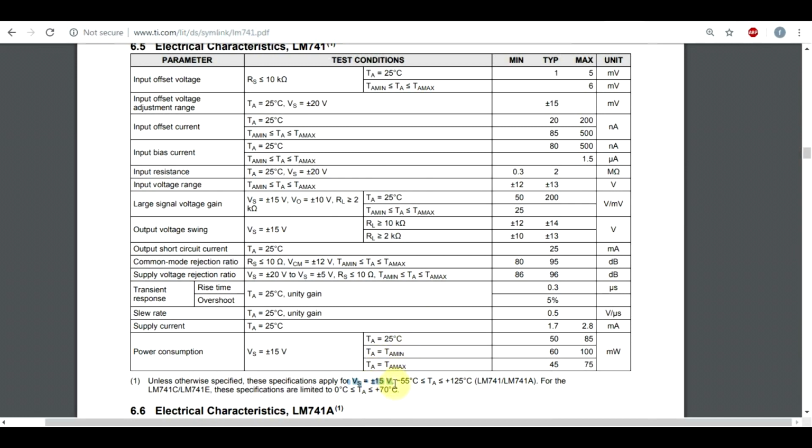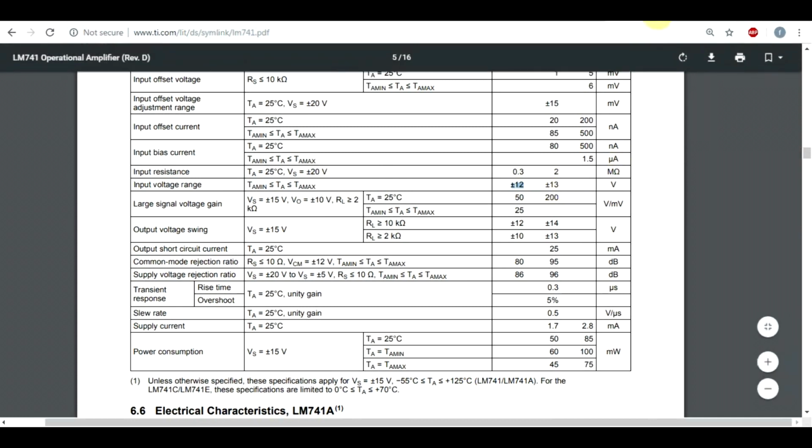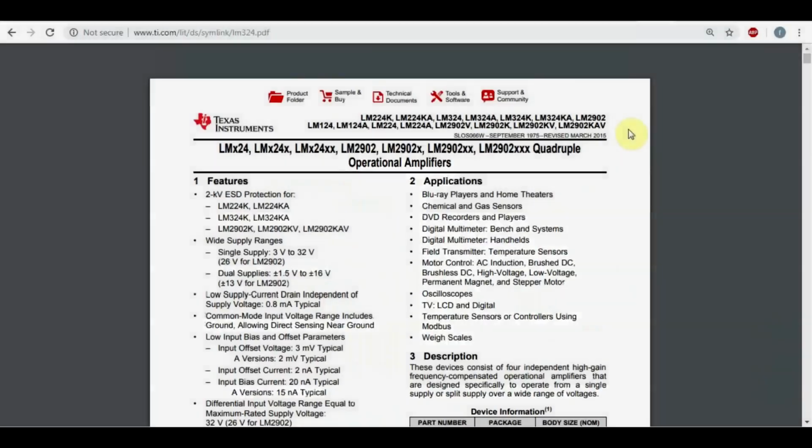So if we supply this op-amp at plus minus 15 volts, then our input voltage range will be a typical plus minus 13. So we have a 2 volt limitation on the input, 2 volts from the supply rails. But in extreme cases it can be up to 3 volts. So this is a problem with the input stage of the op-amp. Now if we look at some of the other op-amps that I've just simulated, for example the LMX24X and many other things, they're all bunched together.